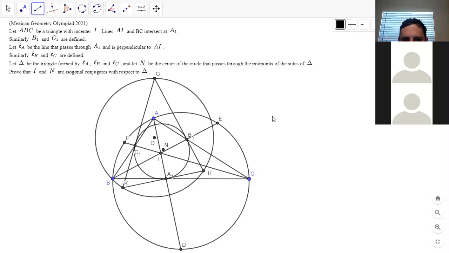GKH is homothetic to the excentral triangle. It's also homothetic to DEF, so that's why I drew DEF. Okay. Interesting. So yeah, EF is perpendicular to AI. Yeah, they're mutually perpendicular to AI, BI, and CI. So yeah, that makes sense. Sides are all parallel.